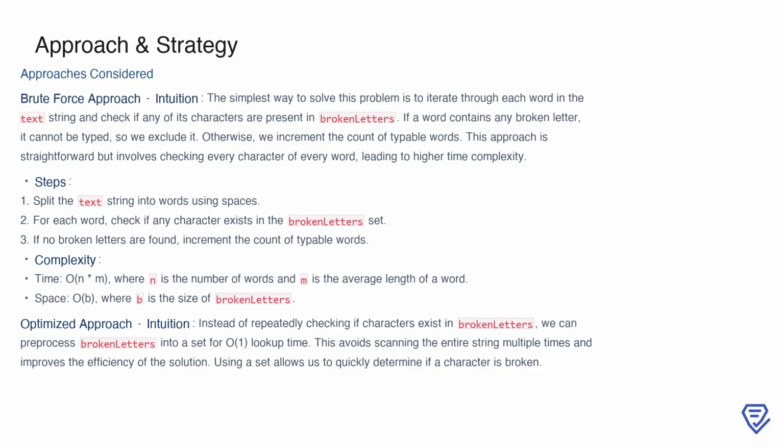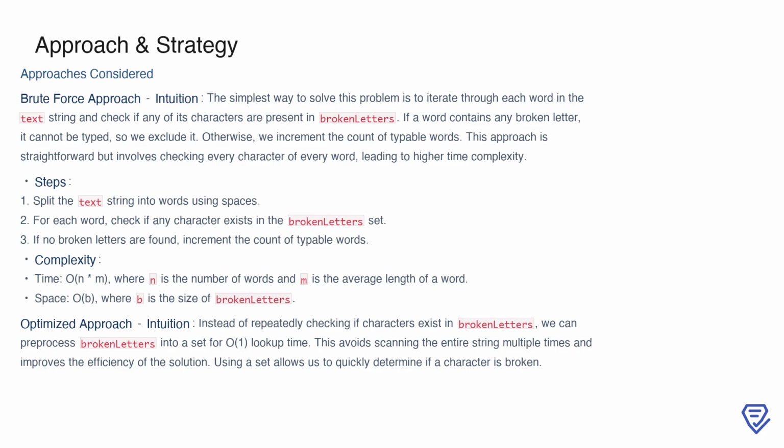To solve this problem, we considered a couple of approaches. The most straightforward method is the brute force approach. The idea here is to iterate through each word in the input text and check if any of its characters are present in the set of broken letters. If a word contains a broken letter, it cannot be typed, so we simply skip it. On the other hand, if no broken letters are found, we increment our count of typable words.